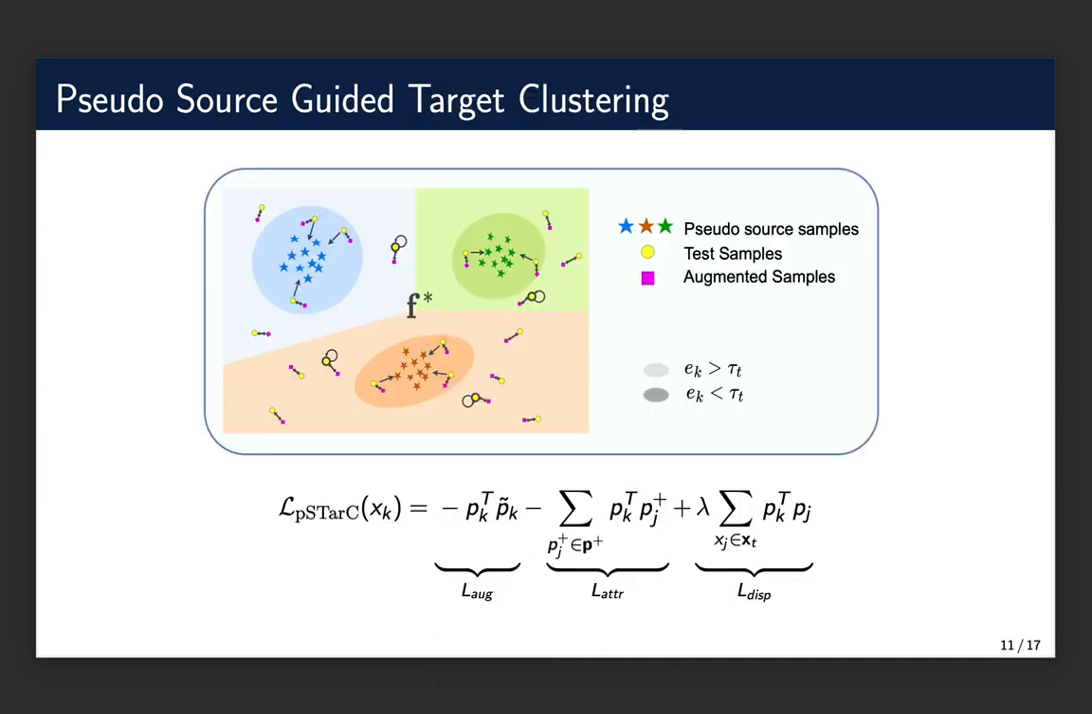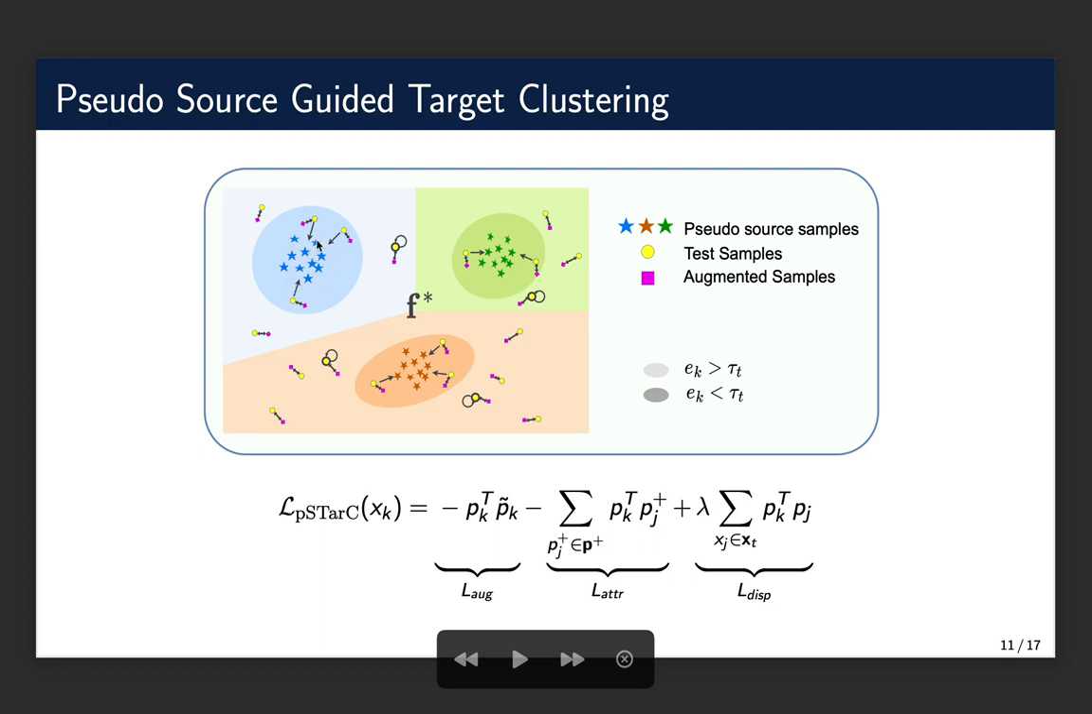The next step is pseudo source guided target clustering, which is done during adaptation. The stars here represent the generated pseudo source samples, and all the yellow points correspond to test samples. Given the batch of test samples, we first identify whether they are low entropy samples or high entropy samples. These dark regions define the low entropy region for each class, and the lighter ones correspond to high entropy regions for each class.